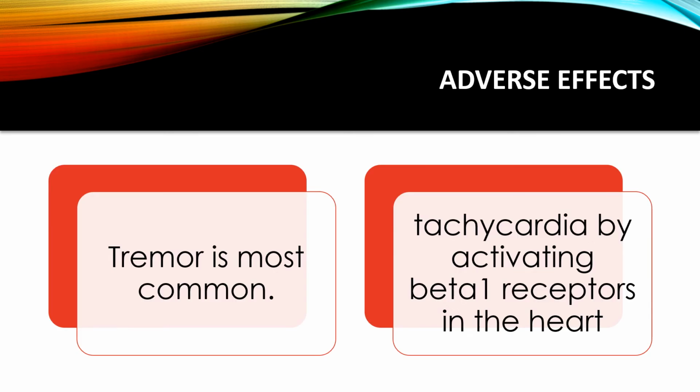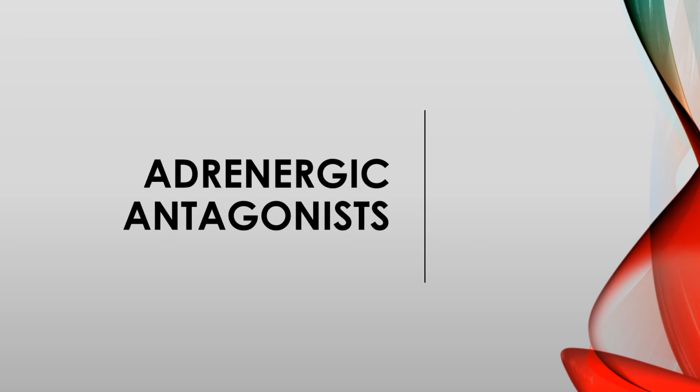The adverse effects of the albuterol consist of tremor, which is most common, and tachycardia by activating beta-1 receptors in the heart. And now, let's go to adrenergic antagonists. Adrenergic antagonists cause direct blockade of adrenergic receptors, with one exception. All of the adrenergic antagonists produce reversible or competitive block.